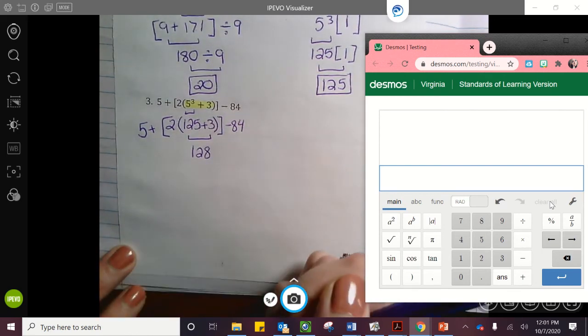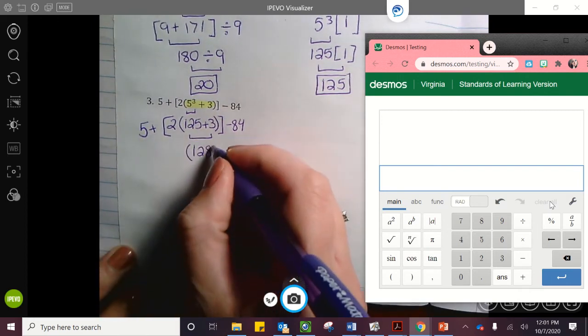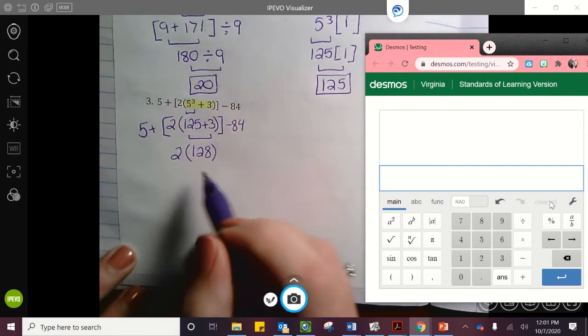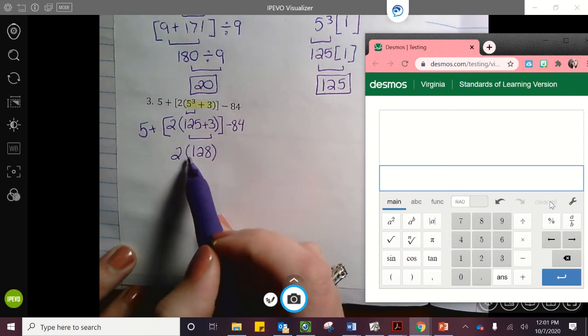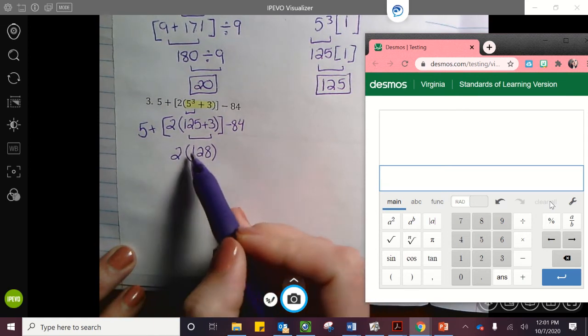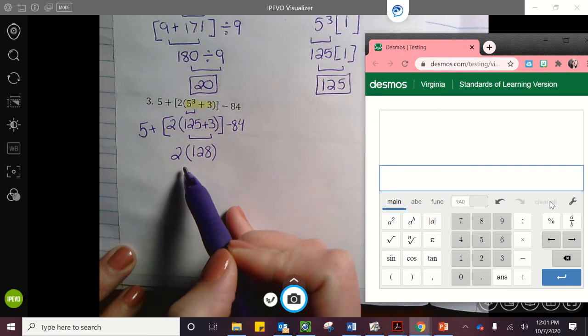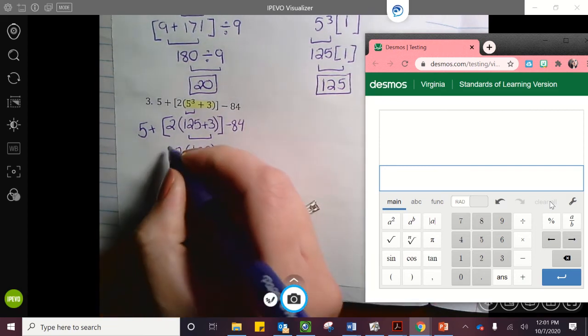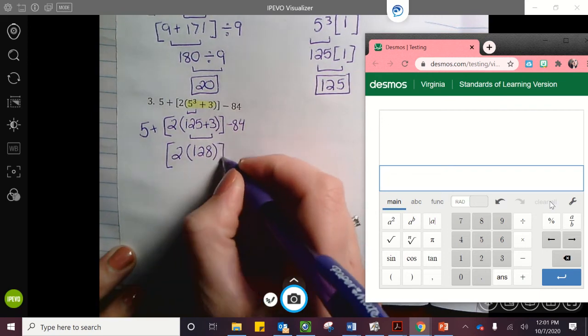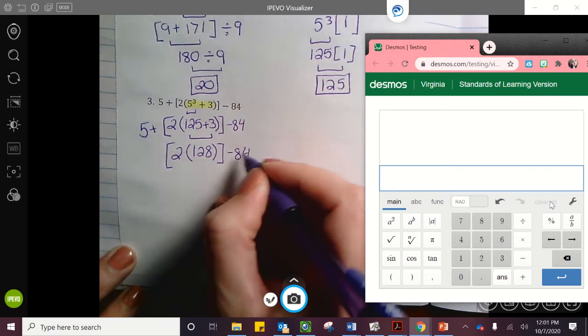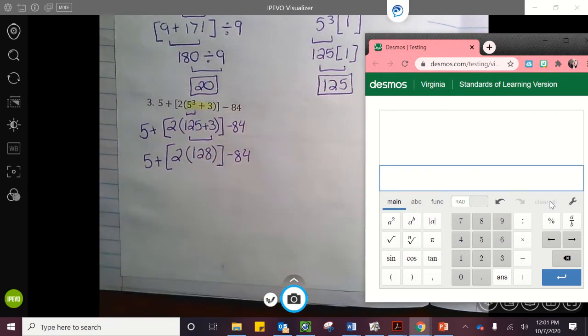I could drop the parentheses at this point because I've solved everything that's in them, but I will carry them down to show my multiplication. If you want to get rid of the parentheses, you'd have to show multiplication another way, so it doesn't look like 2,128. You have to show that it's being multiplied. I'm not done with the brackets, so I carry that down, and I'm going to carry down what's on the outside of the brackets as well.